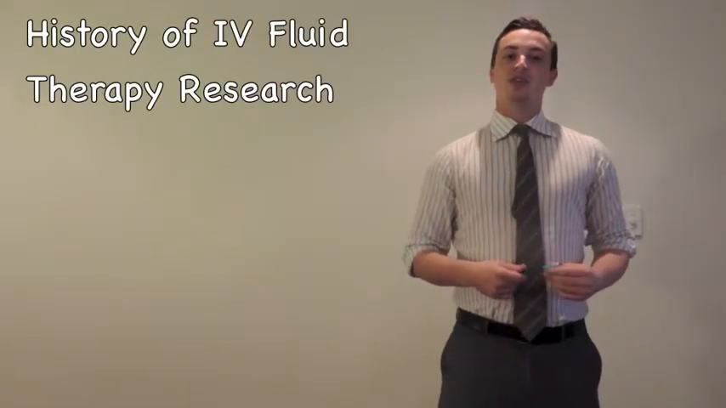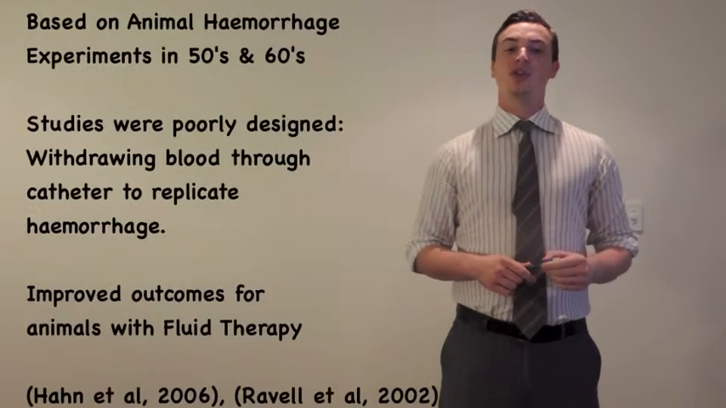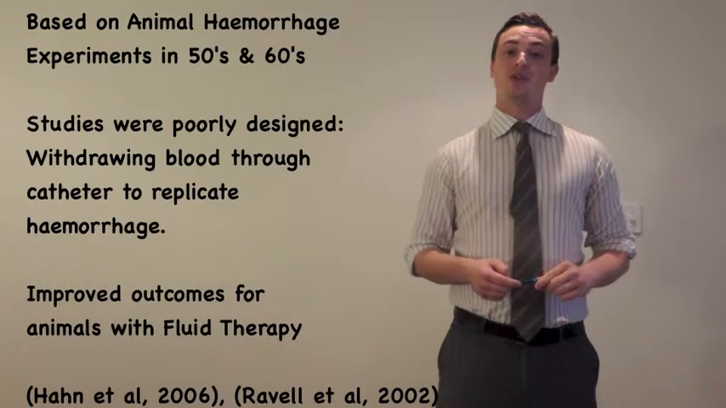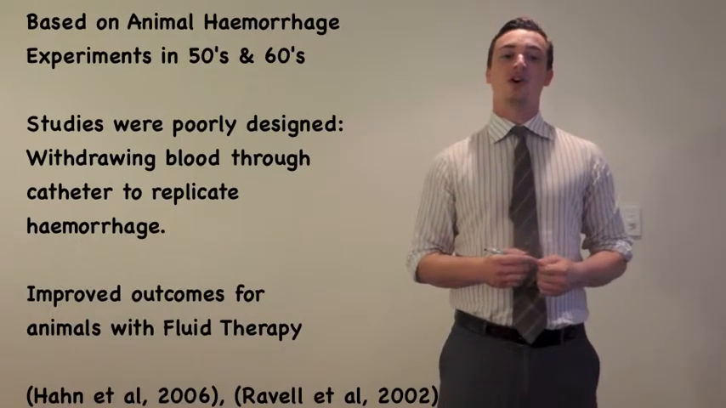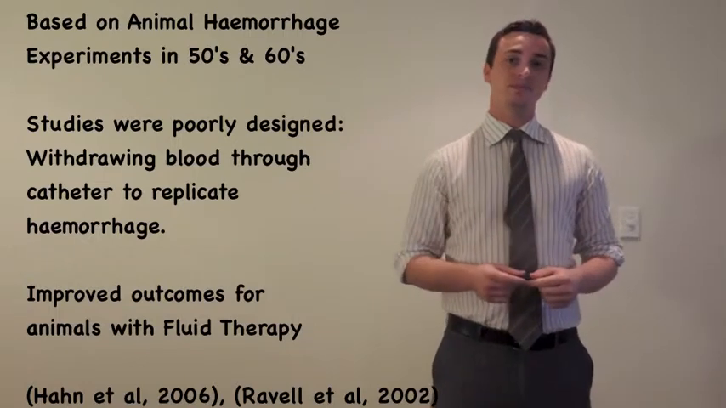Since IV fluid therapy is one of the most practiced procedures throughout the world and considered to be the standard of treatment for all hypotensive patients, one can only assume that it was based on quality scientific evidence. In fact, it's quite the opposite. IV fluid therapy is based on animal hemorrhage experiments conducted in the 1950s and 60s that were poorly designed, which prevented the true harm of IV fluid therapy from being revealed.